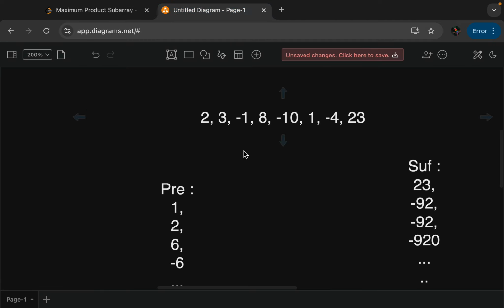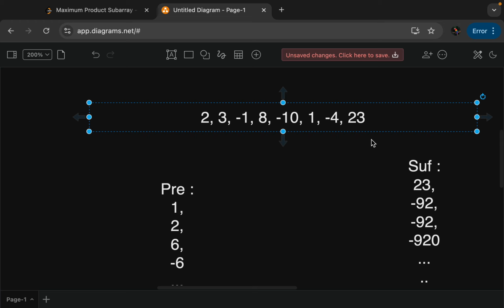Before explaining the solution, let's have some observations to understand the problem. Say we are given this array, and just for the sake of example, consider that all the numbers in the array are positive. In that case, the entire array would be the solution. If there is an even number of negative elements, then the entire array would be the solution as well.